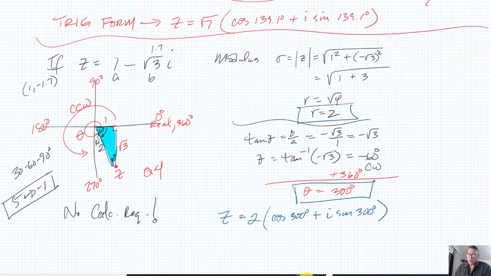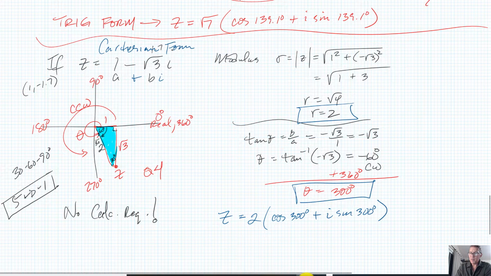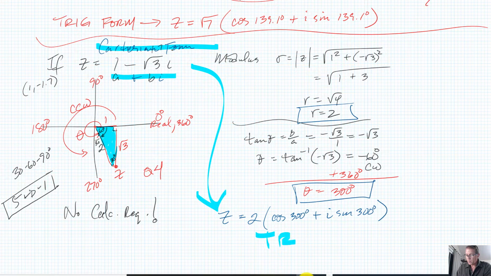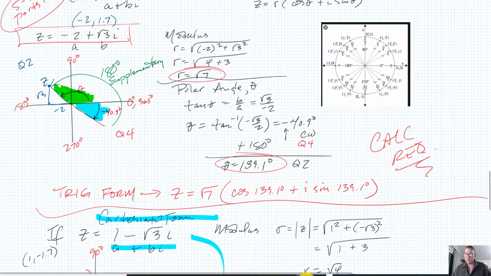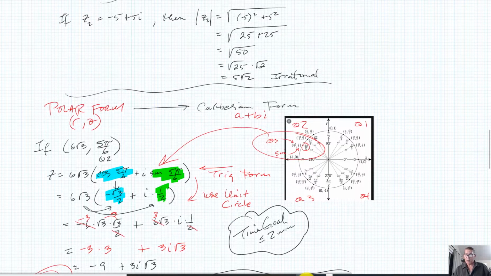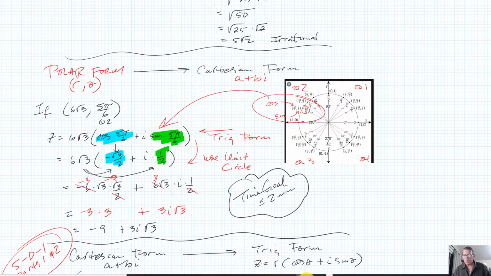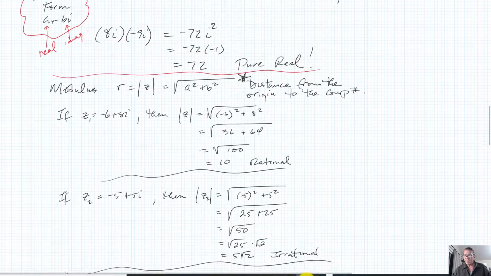All right, so in this example, we went from Cartesian form. This is Cartesian form here, a plus bi. Okay, Cartesian form. And we went to trig form. Okay, this is trig form. In the previous example, we did the same thing. Okay, we went from Cartesian form to trig form. And we went through a lot of different examples. In the previous one, we went from polar form to Cartesian form. Well, polar form to trig form to Cartesian form. So we went forward, backwards, we did everything.